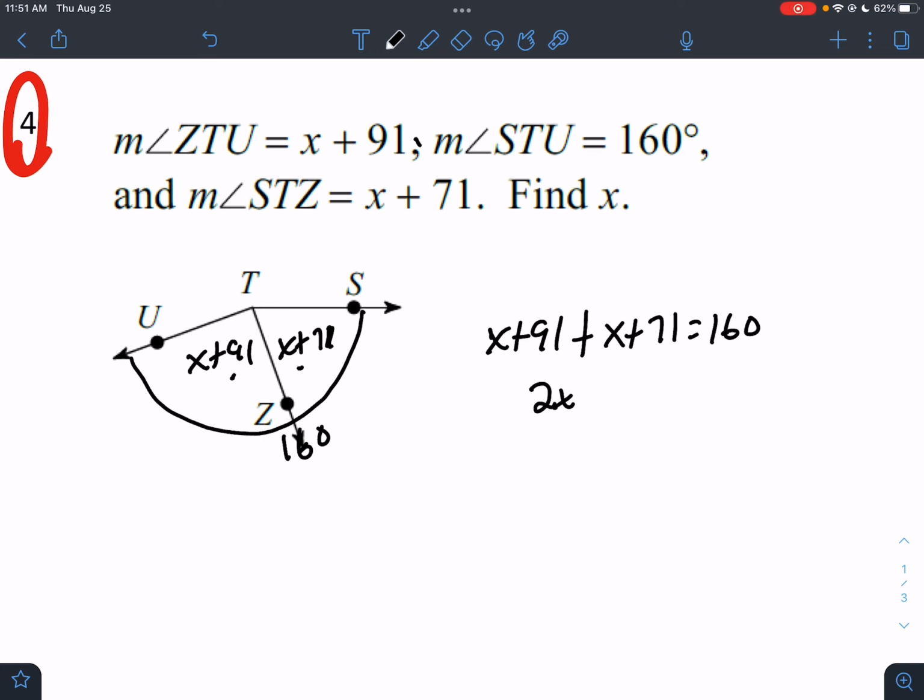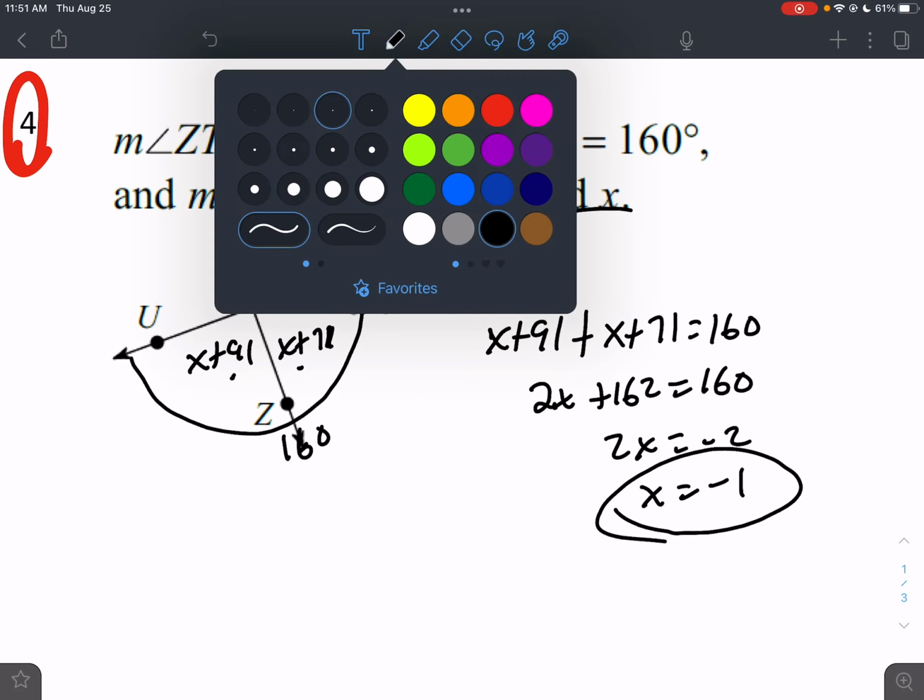So 2x, 91 plus 71. 90 plus 70 is 160. That'd be plus 162 equals 160. So 2x equals negative 2. X equals negative 1. Find x. That's actually all we're doing, so we're done. It's always good to check your work, though.